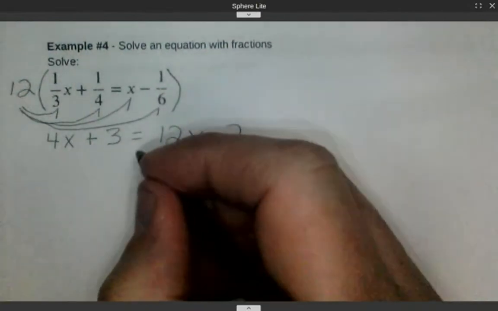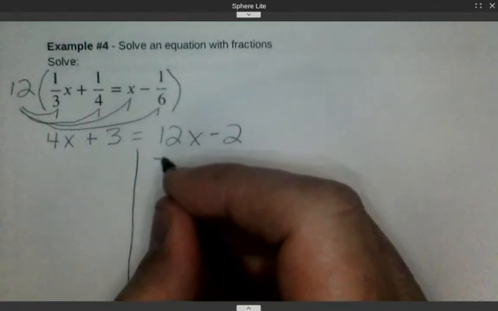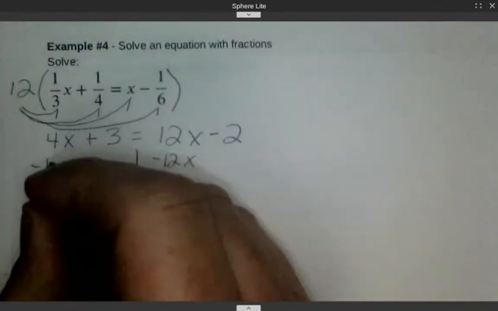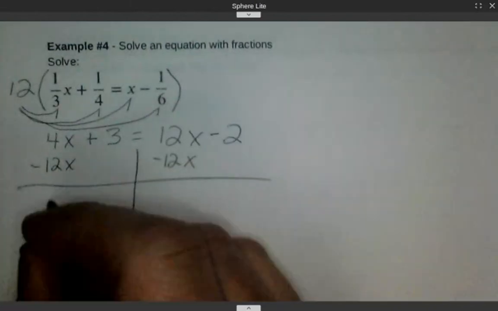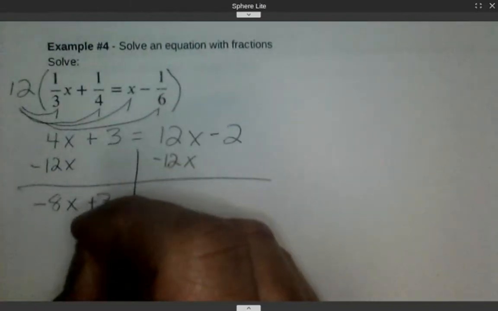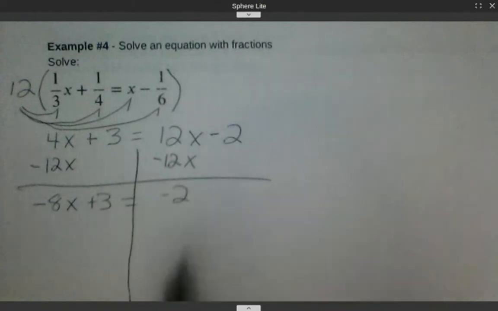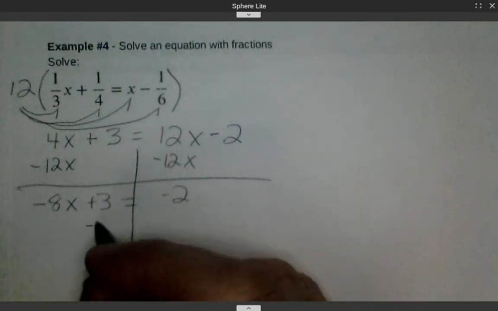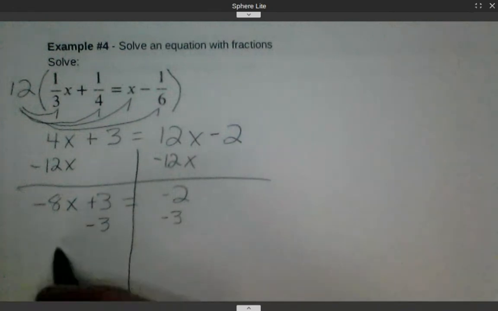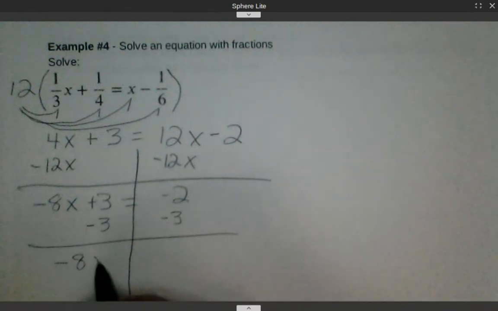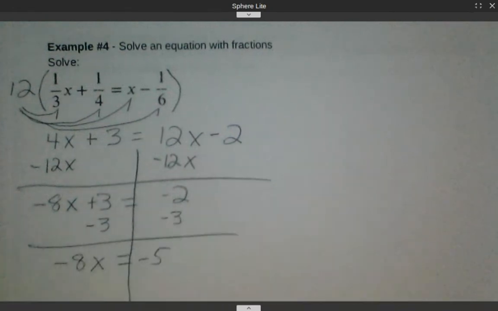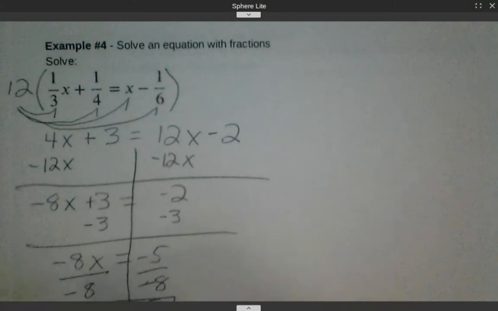Now, just like a normal problem like we've been doing, I'm going to subtract this 12x from both sides. That gives me negative 8x plus 3. I'm going to subtract 3 from both sides. I get negative 8x equals negative 5. Divide by negative 8, and I'm going to simplify. I know negative divided by negative is a positive, so I have x equals 5 over 8.